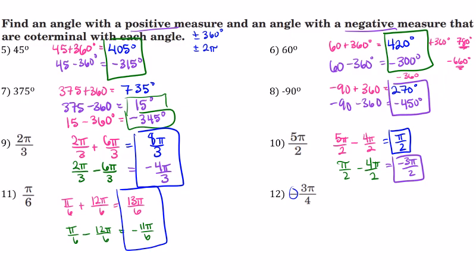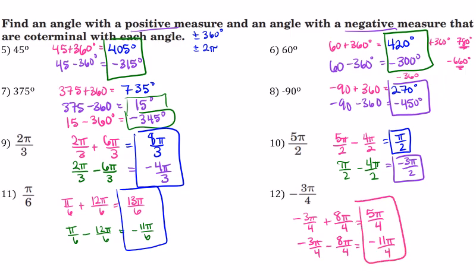So I'm going to take negative 3 pi over 4. And I'm going to add 2 pi. So 2 pi would be 8 pi over 4, right? So we're doubling the denominator. So that gives us 5 pi over 4 for our positive. And then we'll take negative 3 pi over 4 and subtract 8 pi over 4, which will give us negative 11 pi over 4 for our negative.